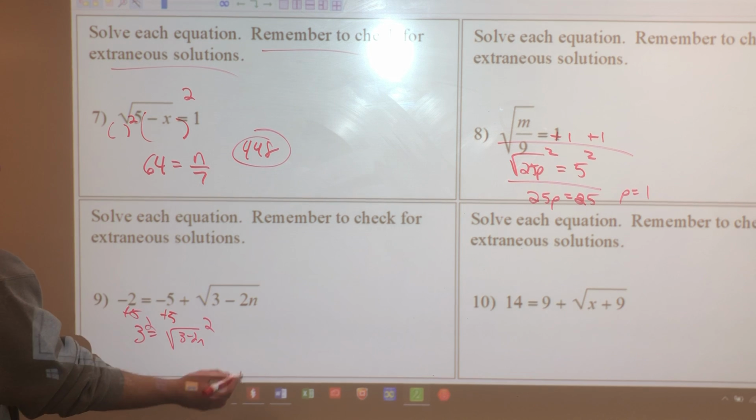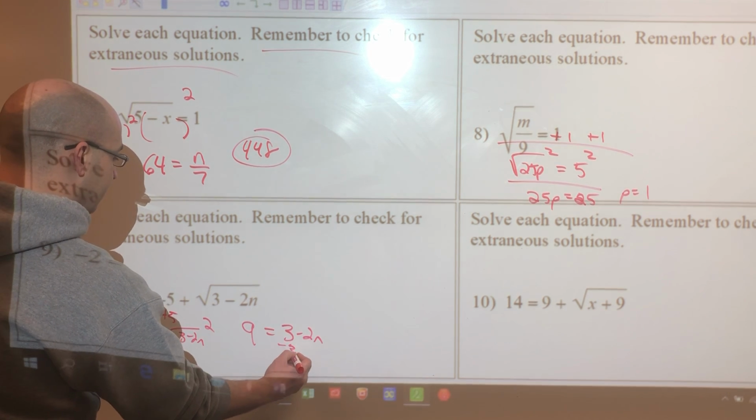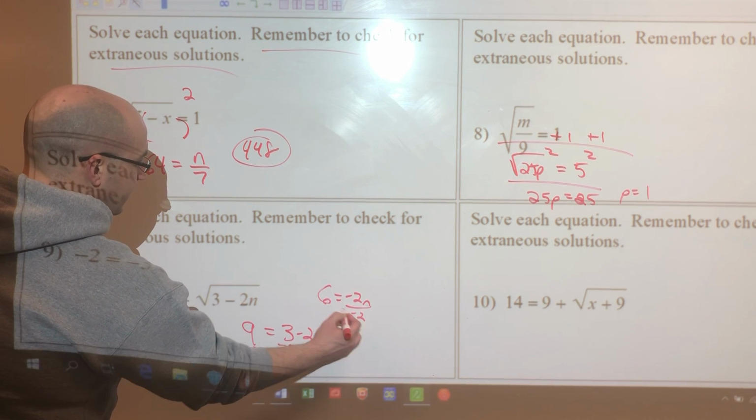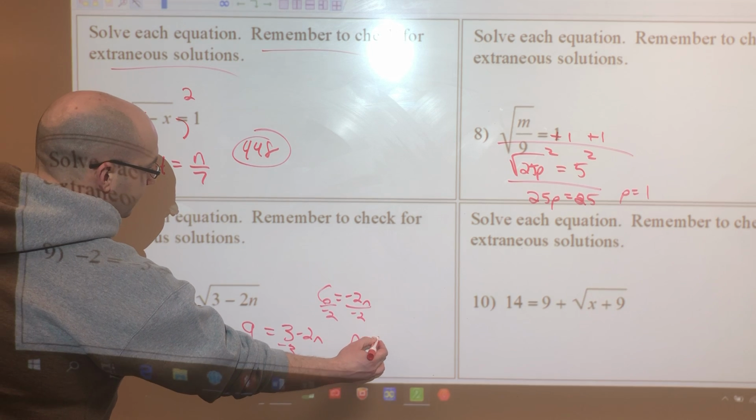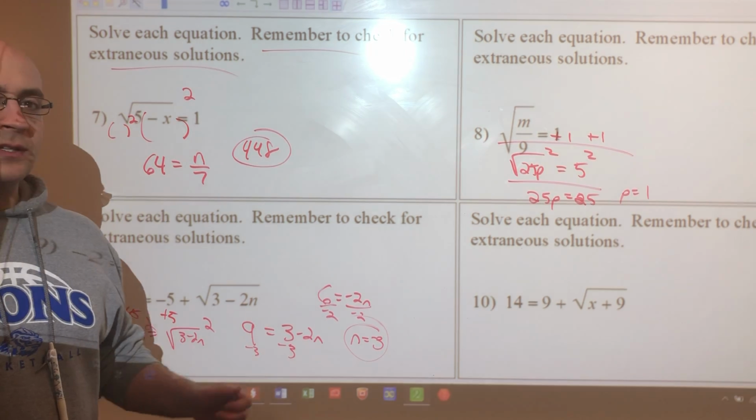Squaring both sides, get rid of that, right? So we have 9 equals 3 minus 2n, subtract 3 on both sides. 6 equals -2n, divide by -2 on both sides, and I get n equals -3. Now, clearly you want to put this back into the equation to make sure it works. It does.